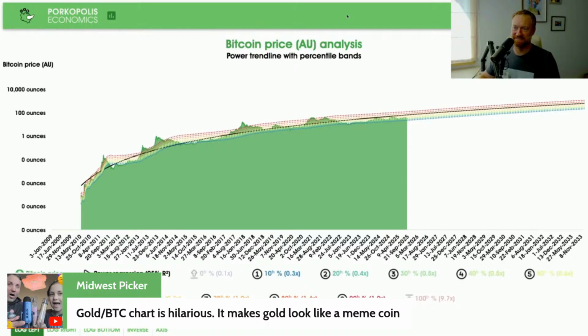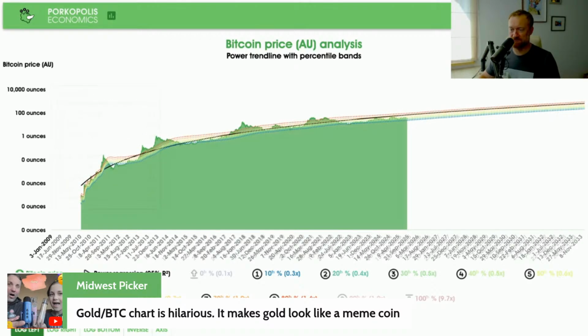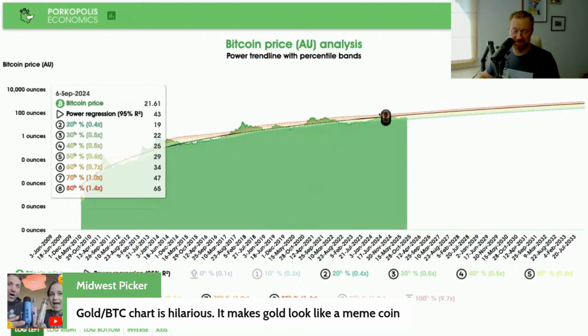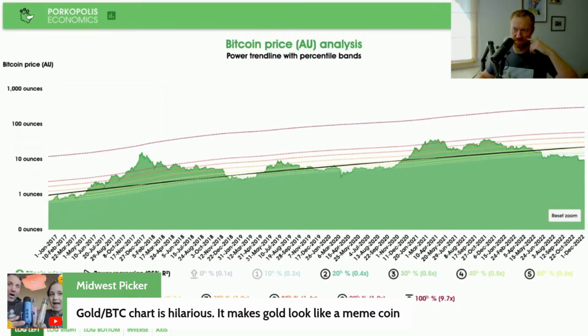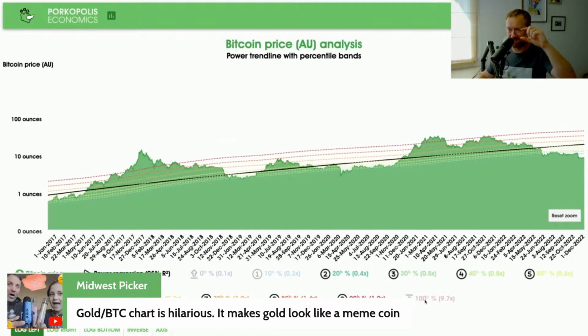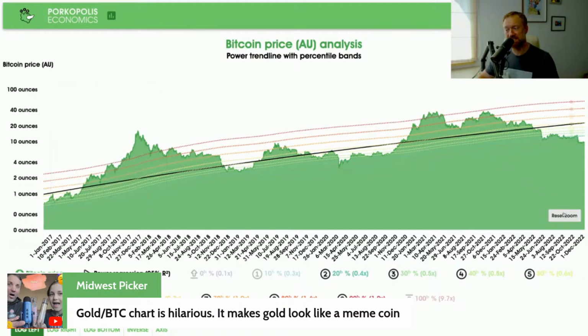Well, to be clear, gold is strong here. It's strong versus Bitcoin relative to the trend for the first time in a while. It does look like a meme coin here. The 99th percentile is where we are here, 100th is here, 90th is here. Okay, it's not the 90th, but it's probably the 93rd. The gap is not linear here. So anyway, the 95th percentile is 30 ounces of gold back in 2017. Now that's where we are now.